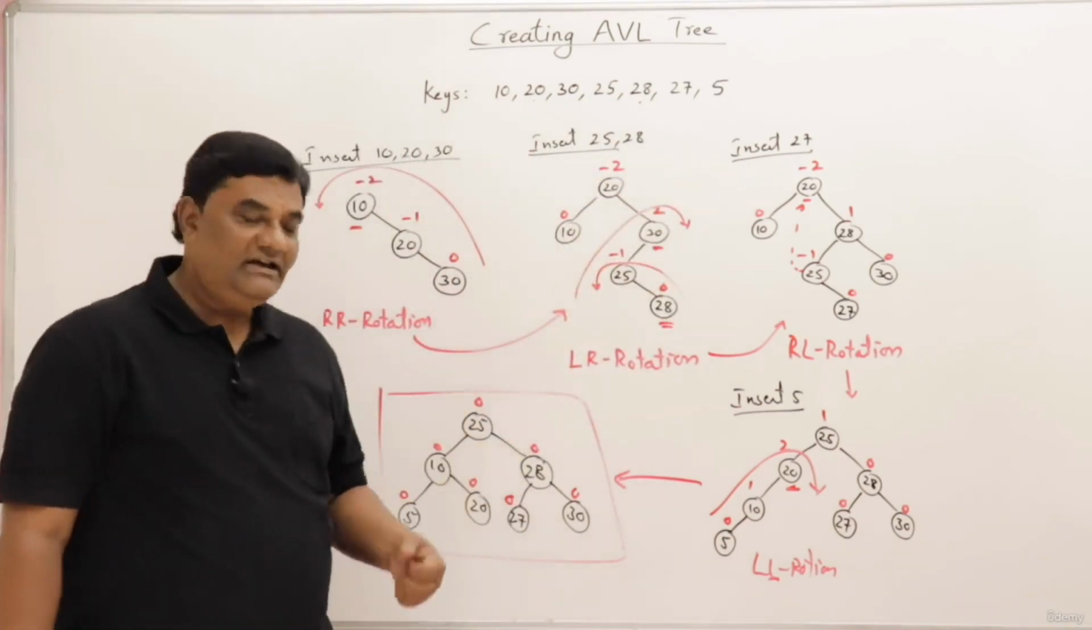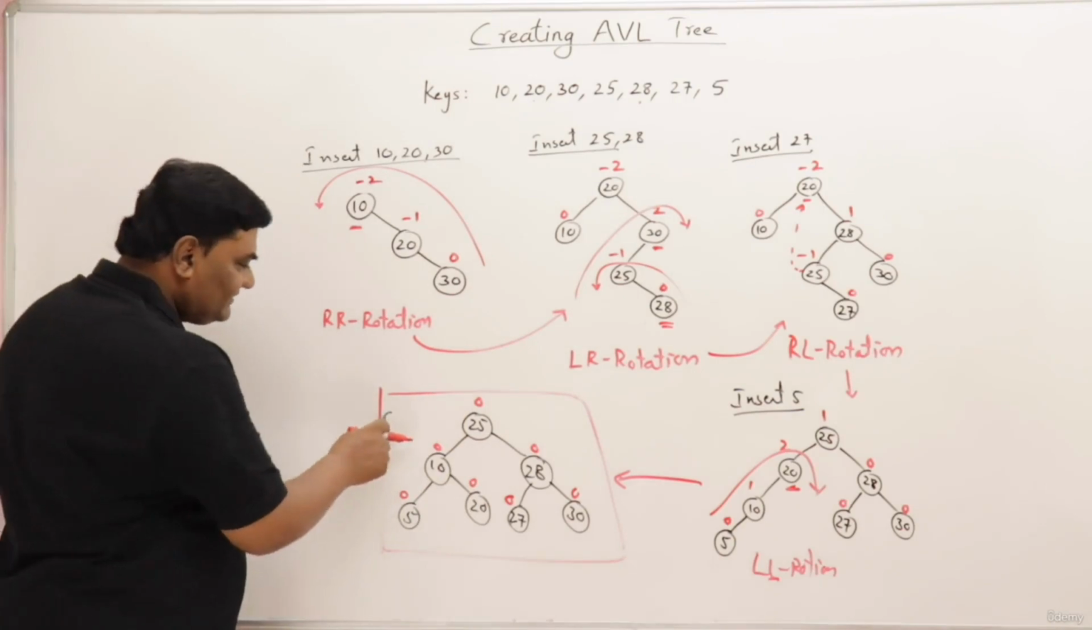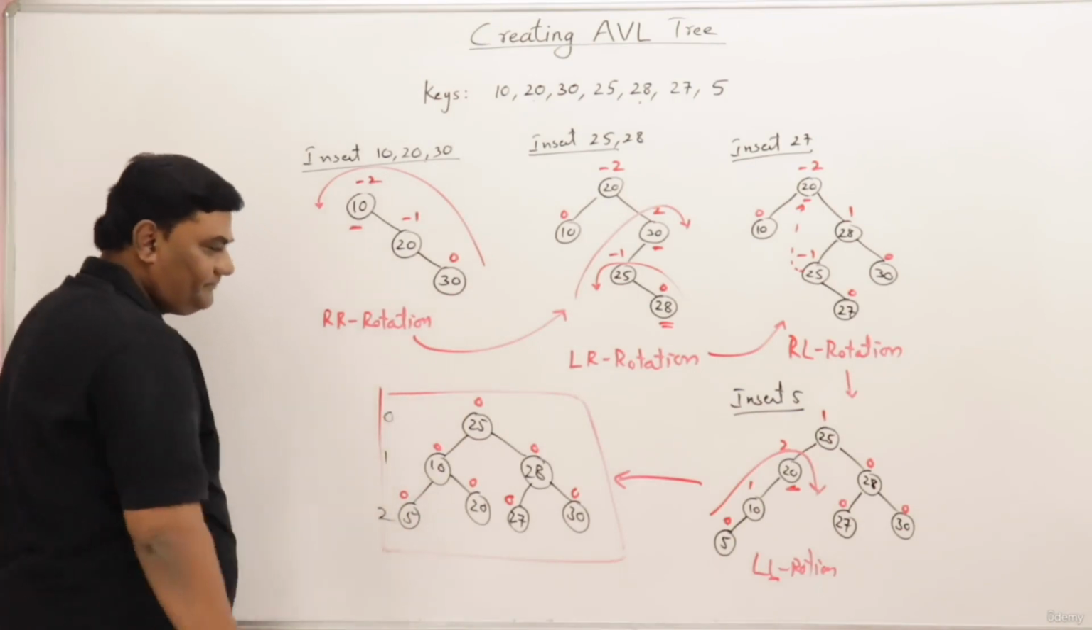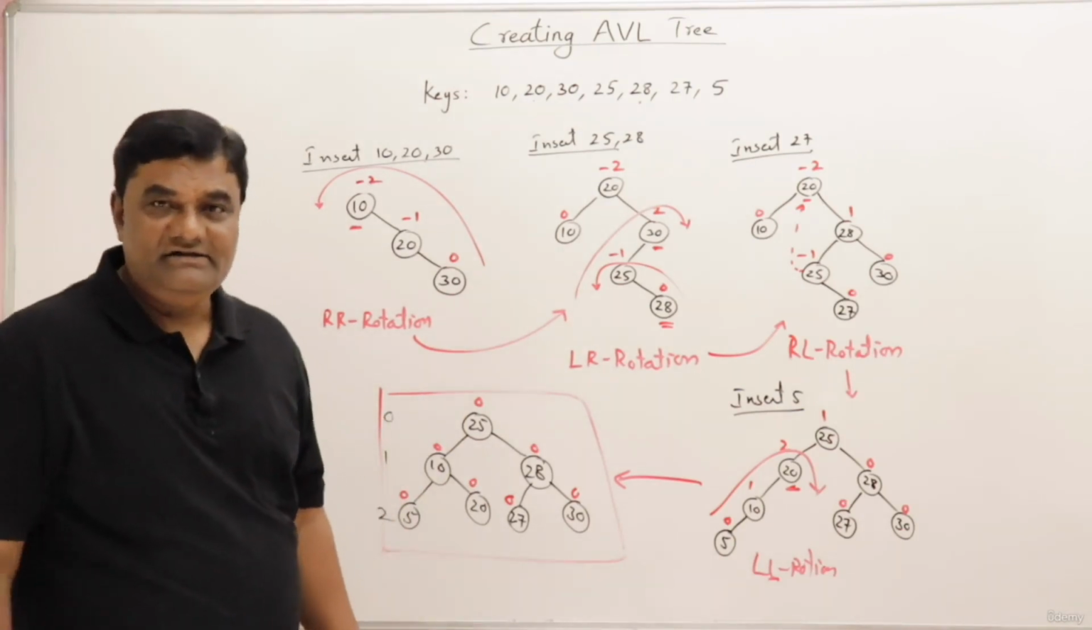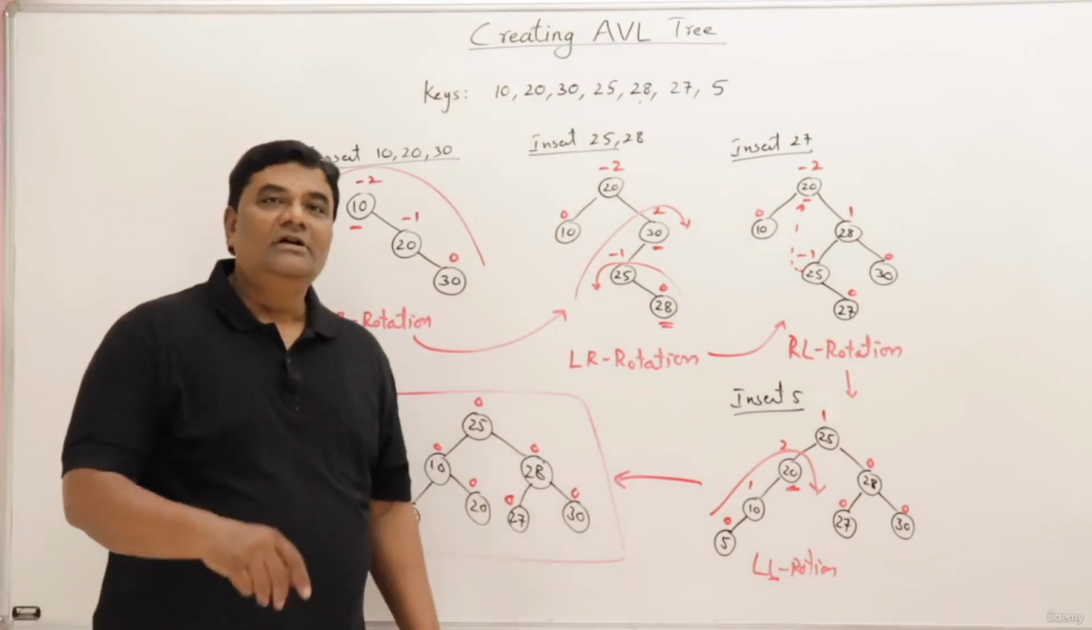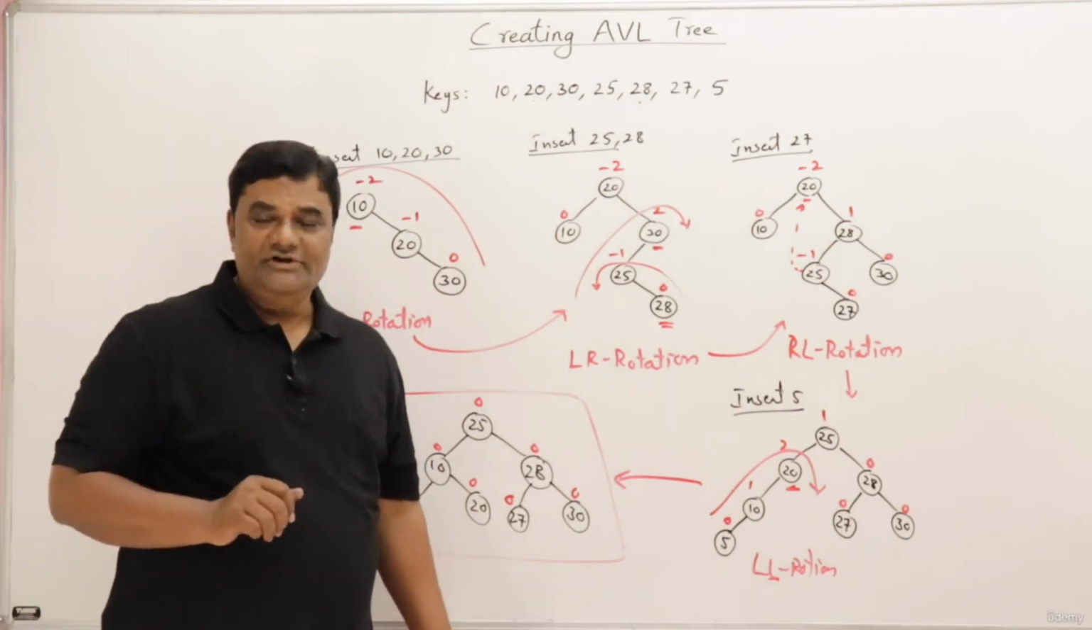What is the height of an AVL tree? Finally, I got 0, 1, 2. See, this is the minimum height. So that's all. Now, one more thing I would like to show you here.